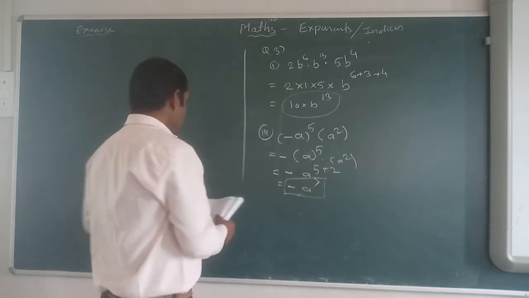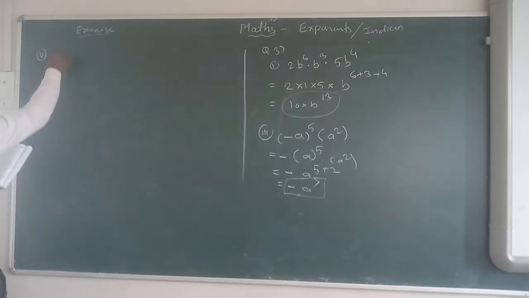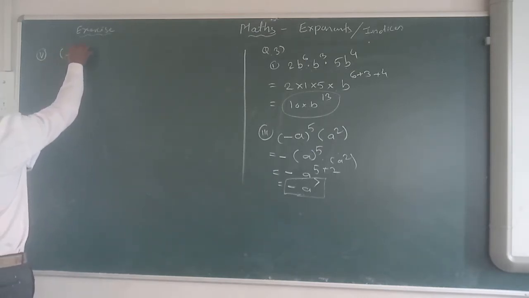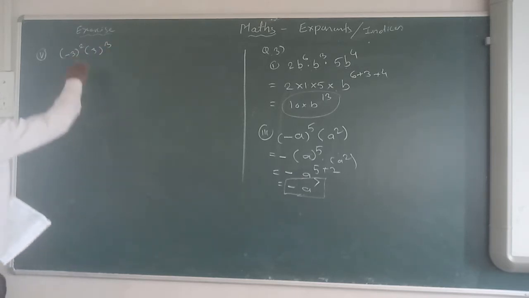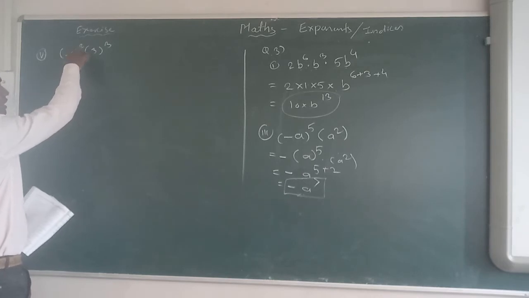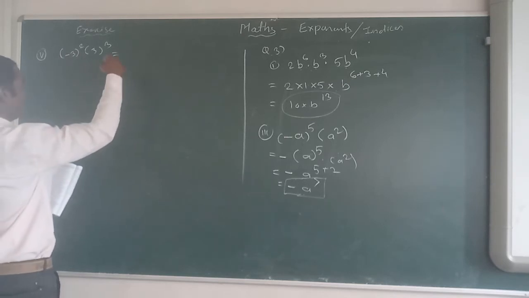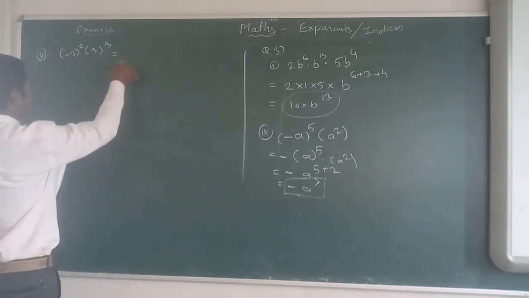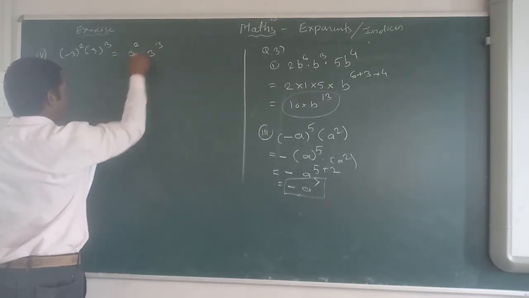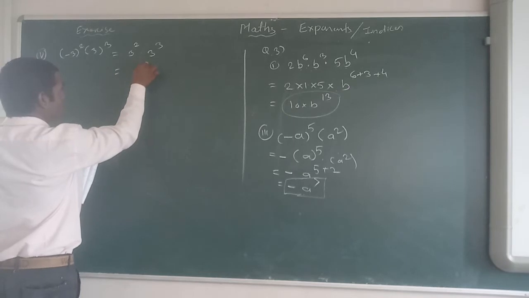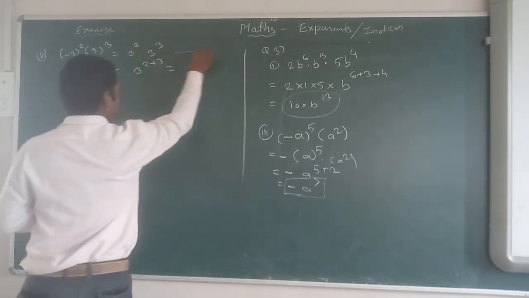Okay. See question number 5 is given: minus 3 bracket square, 3 cube. See, in this case the power is even, so no worry about this minus sign. You can cancel that minus sign in the first step itself. So 3 raised to 2 into 3 raised to 3. In the next step, 3 raised to 2 plus 3, which will give us 3 raised to 5. This is your final answer.